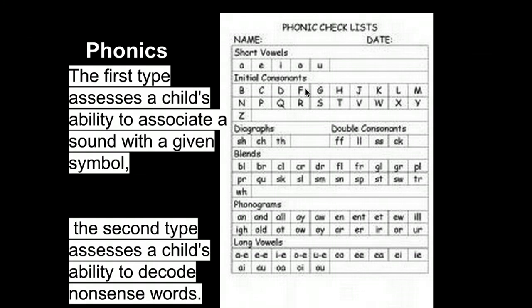All right. Phonics assessments. There's two major kinds of assessments. You could give them to assess the ability to associate a sound with a given symbol, and I put up here's a checklist. Where are they in their short vowels, their initial consonants, their digraphs, their double consonants, their blends, their phonograms, their long vowels.